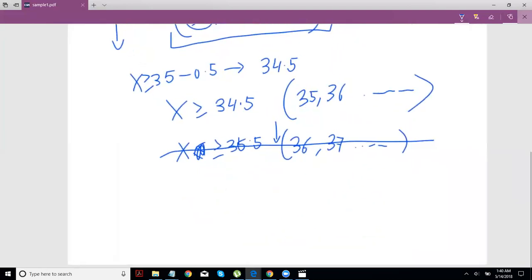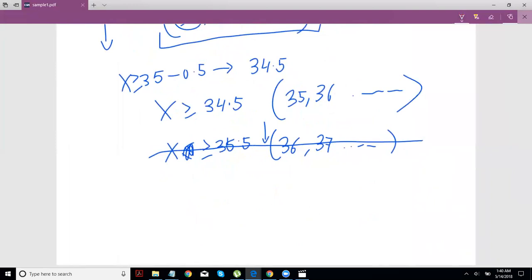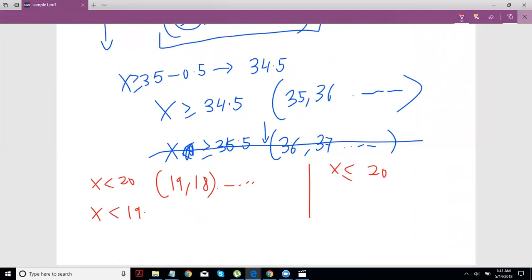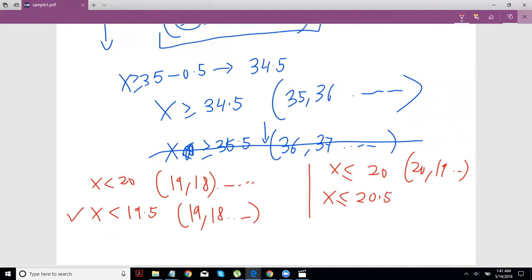I'll just do one quick case where I'm doing less than. So let's say x is less than 20, and then here let's do x is less than or equal to 20. If it's less than 20, then it's valid for values like 19, 18, all the way down to 0. If you subtract in this case, 19.5, this is fine, because this will still give you 19, 18, and so on. If you're going less than or equal to 20, then this gives you 20, 19, and so on. So you would want to add 0.5 in this case. You're either going to be adding or subtracting 0.5. So that's the only decision you need to make.